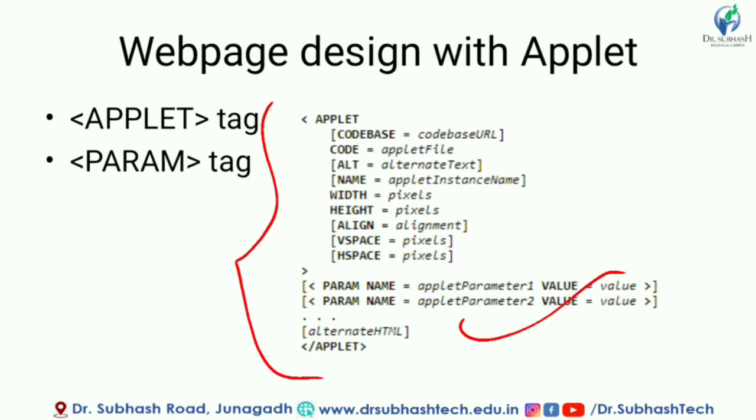The question can be asked in 2 marks also: explain the applet tag or explain the param tag, or the question is asked in the form of attributes also. Give the attributes of param tag or give the attributes of the applet tag. So you can write the syntax as given here.